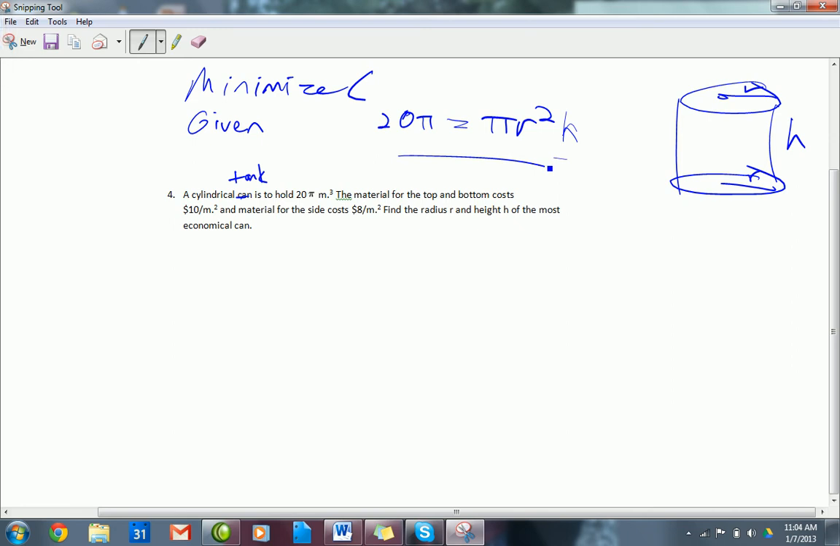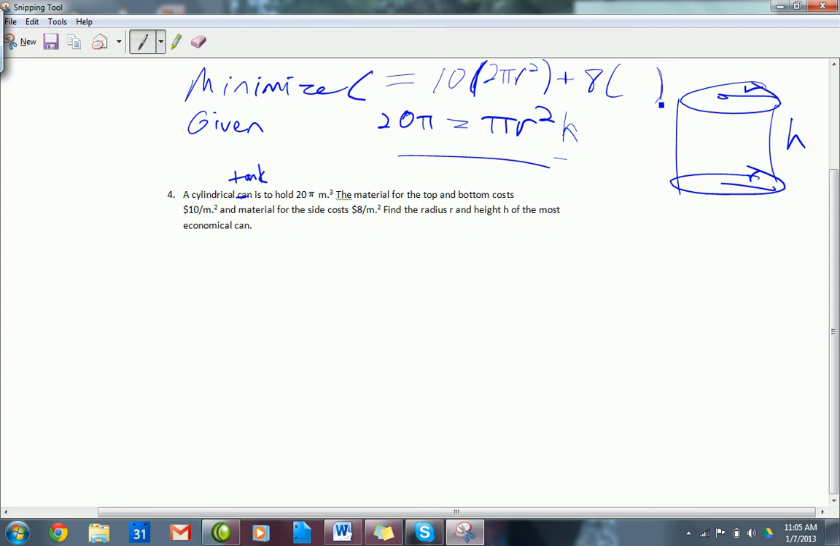All right. What we want to do is minimize the cost, so I have to come up with a way to quantify that. So the cost tells me that the top and the bottom are $10 per square meter, right? To find the area of the top and bottom, they're both circles, so it's going to be $10 times 2 pi r squared, right? Pi r squared for the top, pi r squared for the bottom. That makes 2 pi r squared times $10 a square meter, plus $8 for the sides, right?